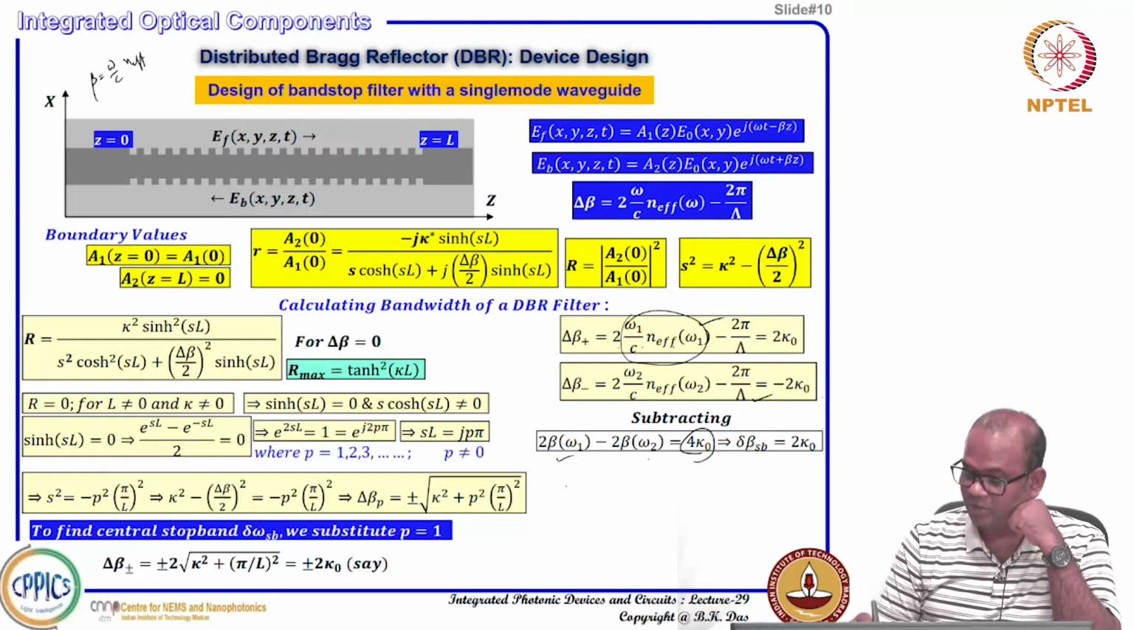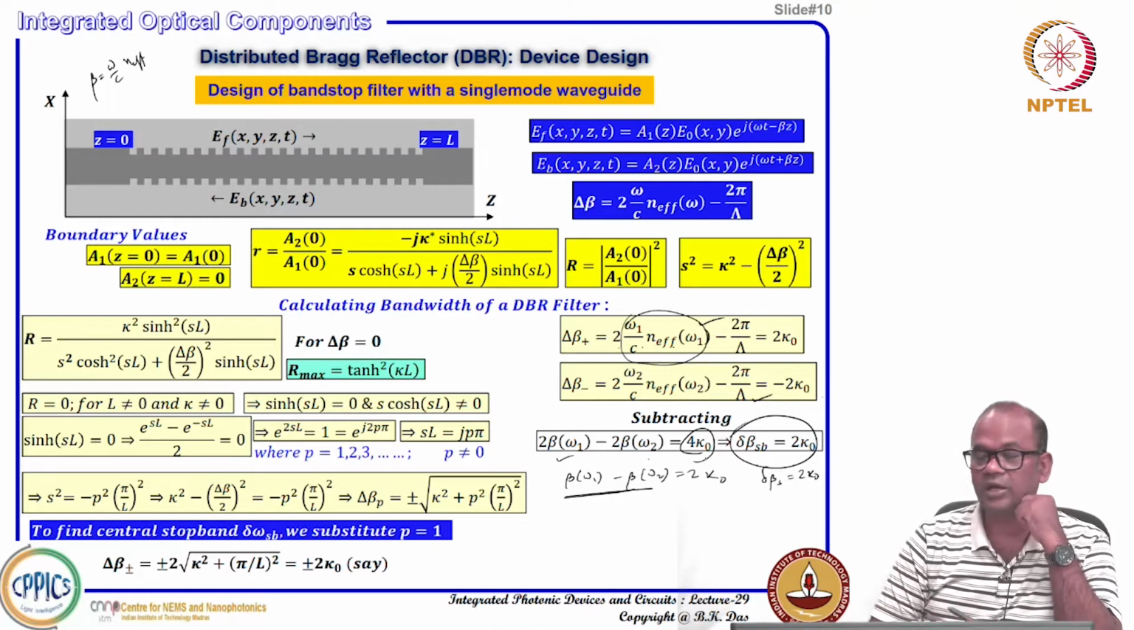So, from here we get beta omega 1 minus beta omega 2, after removing the factor of 2, equal to 2 kappa naught. This one I write as delta beta stop band. That is what we have written: delta beta stop band equal to 2 kappa naught, that is the expression I have written here.